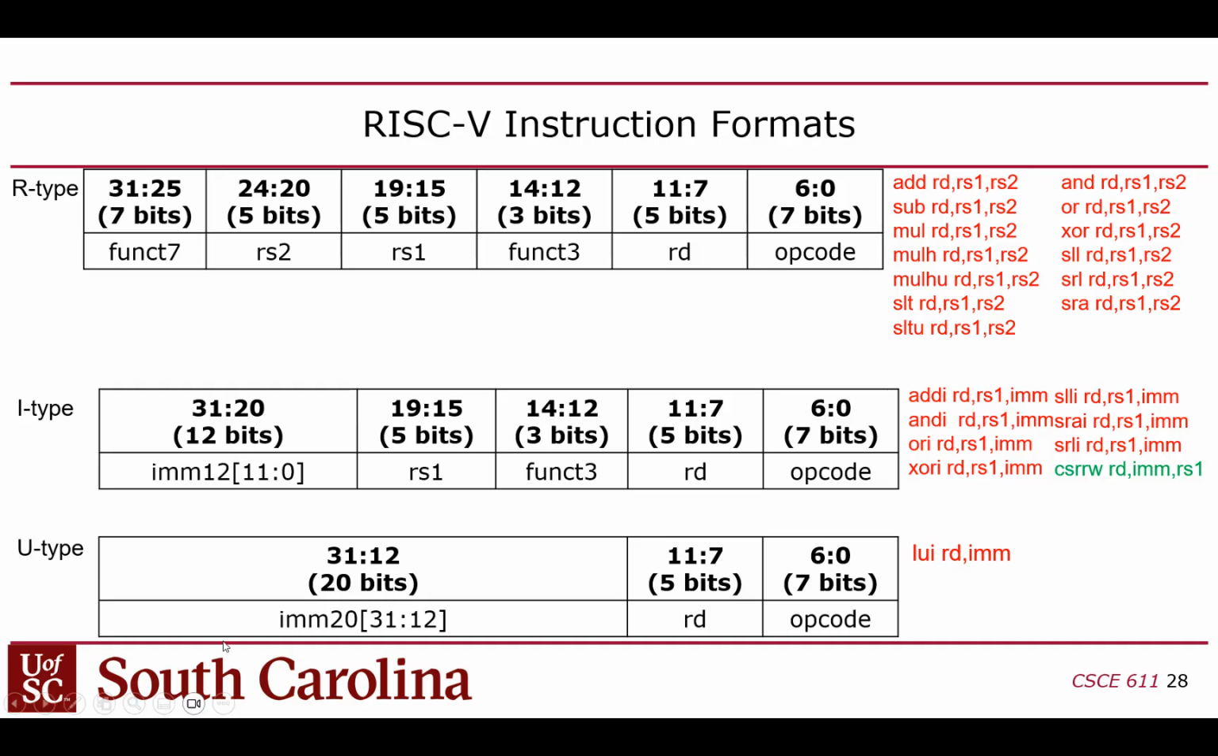But the U type has a 20-bit immediate, which is meant to complement that 12-bit, because 20 plus 12 is 32, right? So between this 12-bit and this 20-bit, you can initialize all the bits in a register, but it's going to take 2 instructions to do it. An LUI followed by like an ORI, okay? Any questions about that?